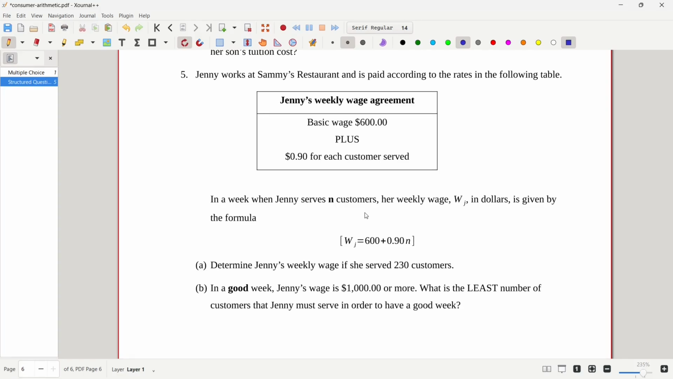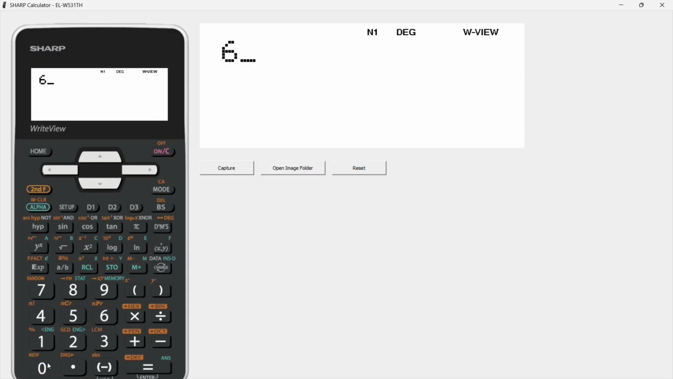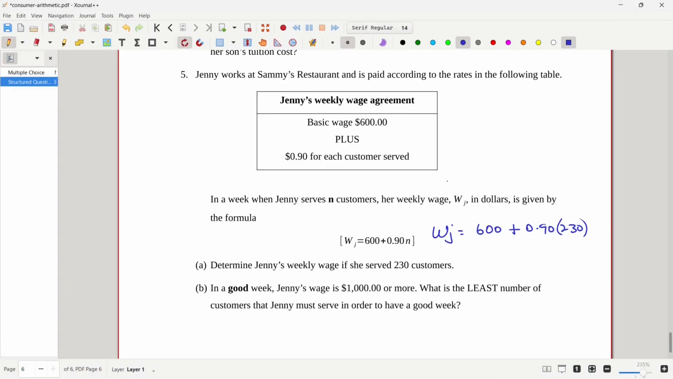Oh, that's just simple. I don't even need to go to any other page. I'm just going to take this WJ, and it's going to be equal to the 600 plus 0.90 times that 230 customers. Let's work that out on the calculator. 600 plus 0.9 times 230, and we get $807. So she's going to earn $807 for that week.